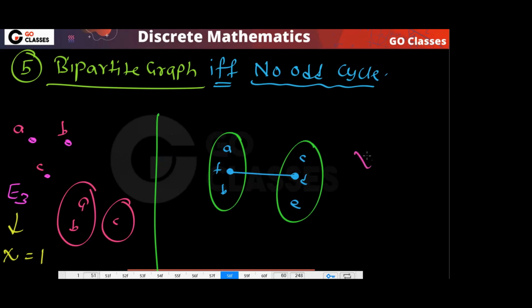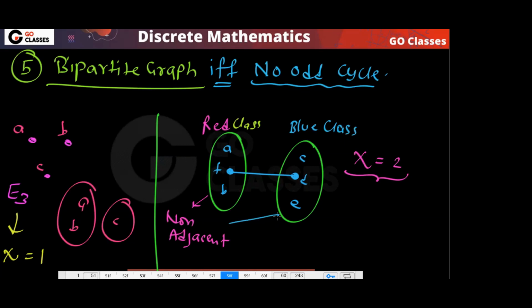Now the chromatic number will be 2. Why will the chromatic number be 2? Because see, there is no edge here. These are non-adjacent. All these vertices are non-adjacent, so I can give the same color to them. I can give the color red here. I can say this is the red class, and I can say this is the blue class.